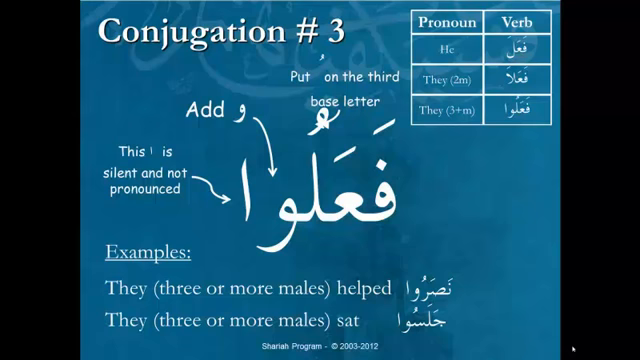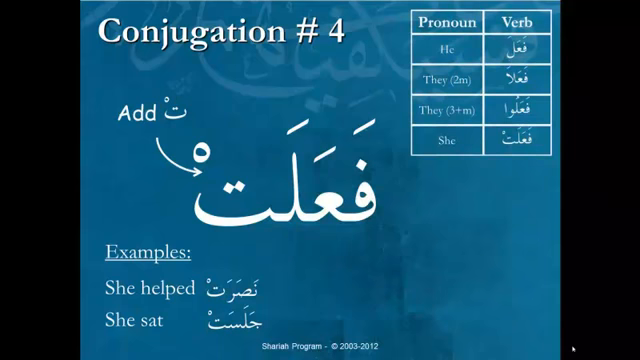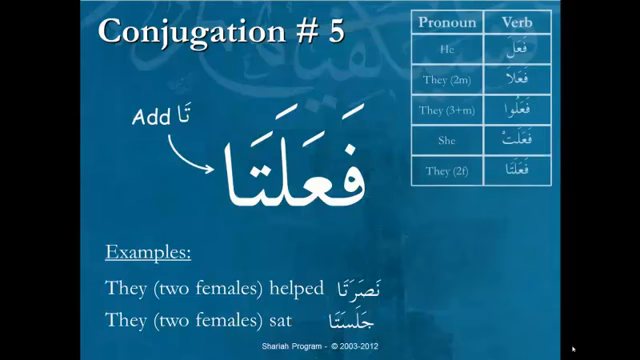When we move into the females, when speaking about one female, the way to do that would be to add a ta at the end of the verb, and the ta has a sukoon, so it's fa'alat. Nasarat, jalasat. She helped, she sat. Simply add a ta at the end and you have your 4th conjugation. Now we have fa'ala, fa'ala, fa'alu, fa'alat. The next one is by adding a ta and an alif. Now we're speaking about 2 females. So fa'alata. Combined with the previous ones, now we have 5.